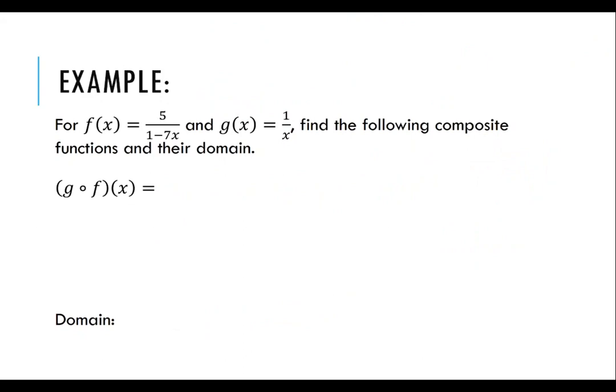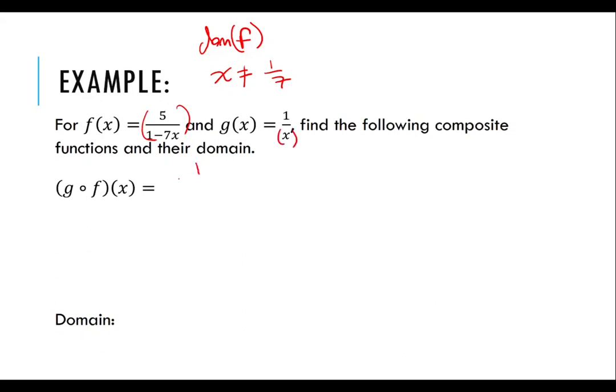Let's do it again, but flip it around. g of f of x. Well, we know the domains of f and we know the domains of g, but let's write it down again. The domain of f is x cannot equal 1/7. Alright, so let's do our composition. g of f. Take f and plug it into g.